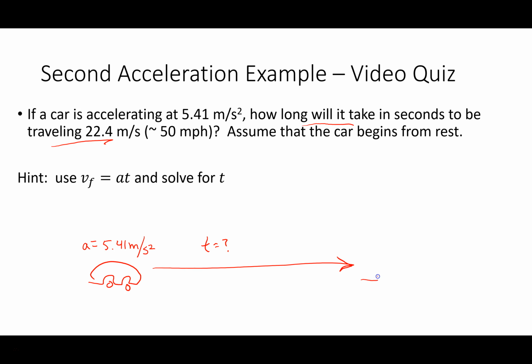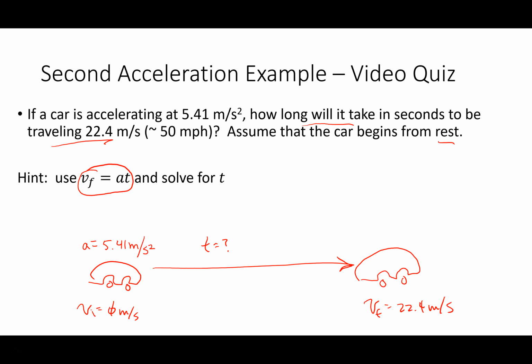Okay, here's my other car. Or it's not, sorry, it's the same car later on, down the road, literally. Okay, so my final velocity is equal to 22.4 meters per second, which is 50 miles per hour. And it starts, what's my initial velocity? 0. Perfect. My initial velocity is 0 meters per second. Cool. Makes it easy. If it is 0, then we can go ahead and use this one. The final velocity is equal to the acceleration times the time over which that acceleration occurs.